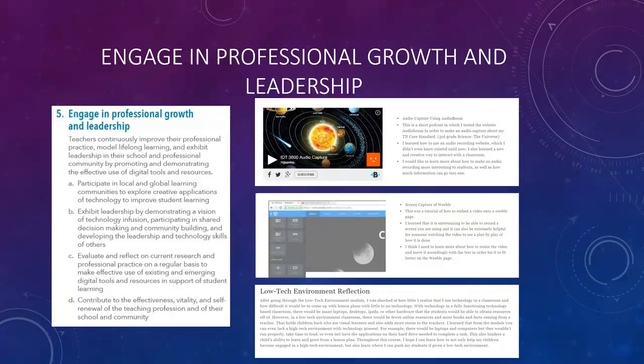exhibit leadership by demonstrating a vision of technology infusion, participating in shared decision making and community building, and developing the leadership and technology skills of others, evaluate and reflect on current research and professional practices on a regular basis to make effective use of existing and emerging digital tools and resources in support of student learning, contribute to the effectiveness, vitality, and self-renewal of the teaching profession and of their school and community.